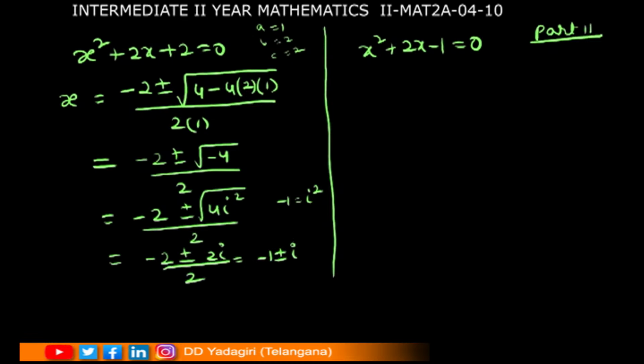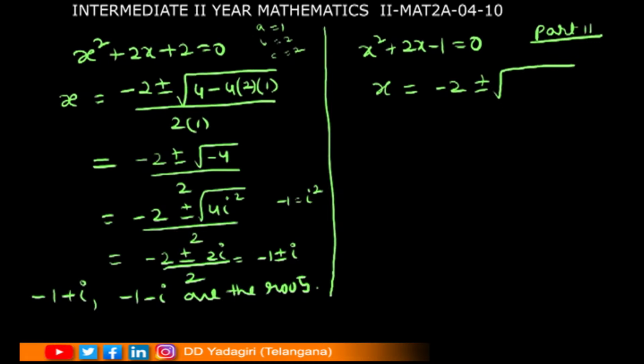So what are the roots? Minus 1 plus i is one root, minus 1 minus i is the other root. Is it not? Similarly, you also observe this problem, this quadratic equation. What are the roots here? x is equal to minus 2 plus or minus under root b square minus 4 into 1 into 1, by 2 into 1.